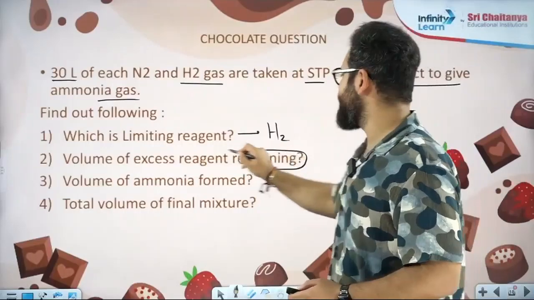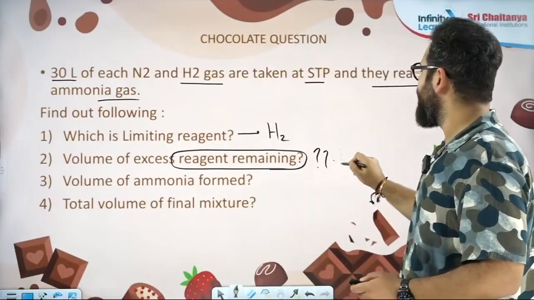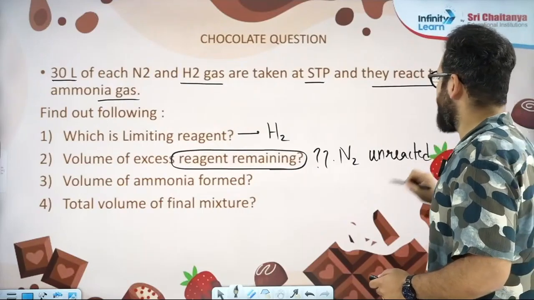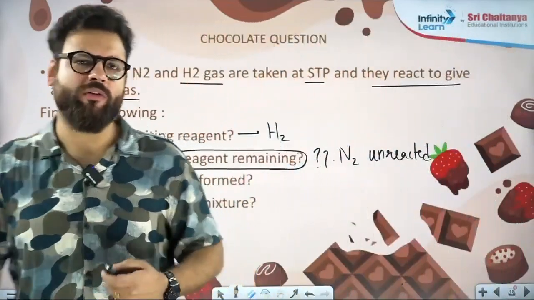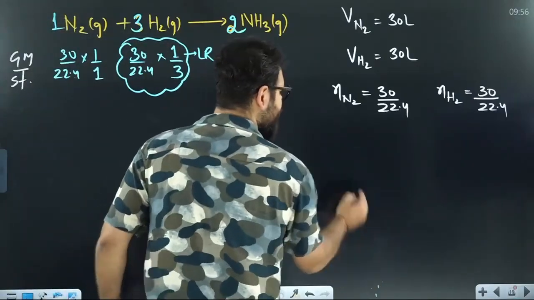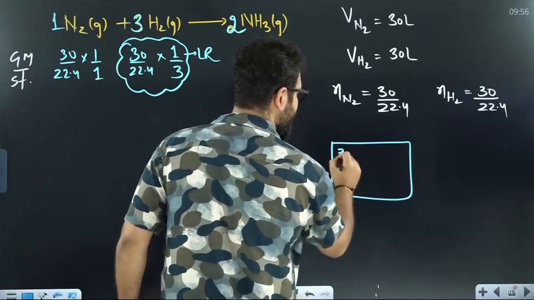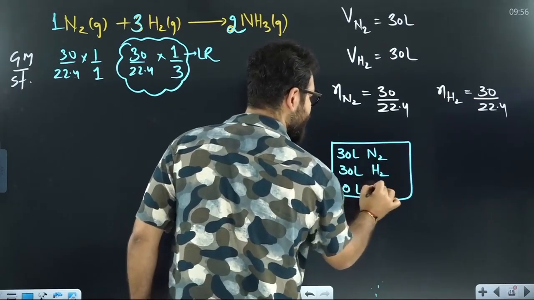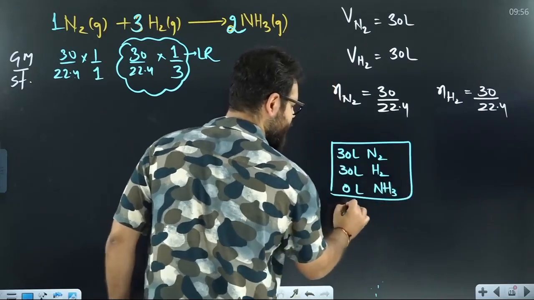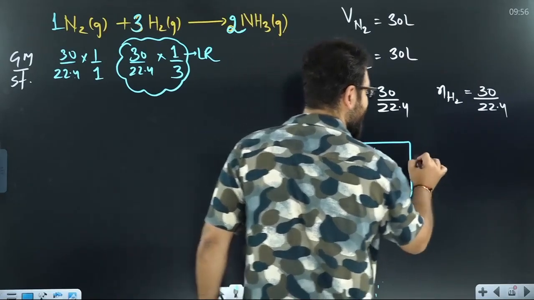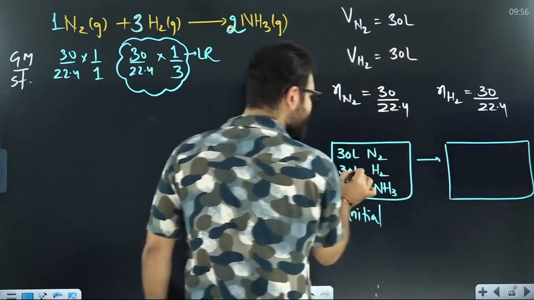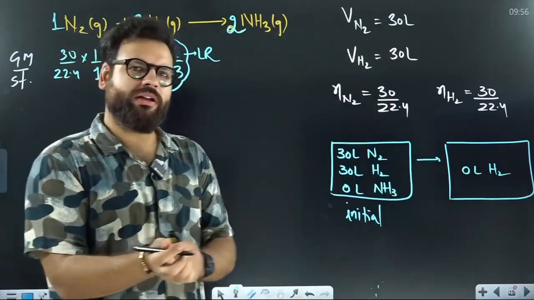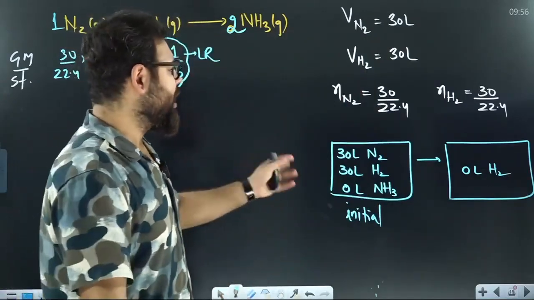Volume of excess reagent remaining. That means they are asking how much N2 is unreacted. How do we find it? All of you see here. Initially, we had 30 liter nitrogen, 30 liter hydrogen, and 0 liter ammonia. This was the initial scenario. Finally, we know that hydrogen will become 0 because it is the limiting reagent. We know it is going to finish. How much nitrogen will finish?